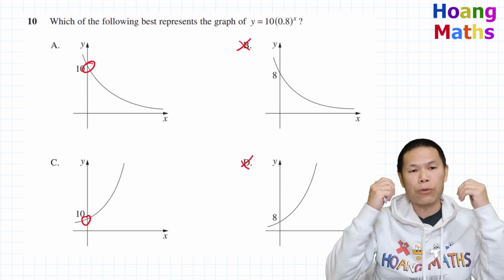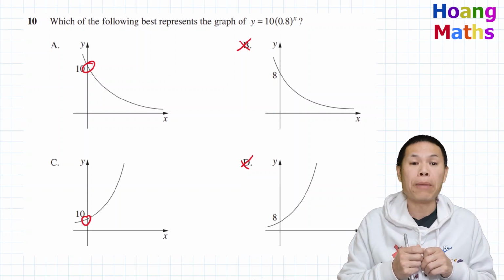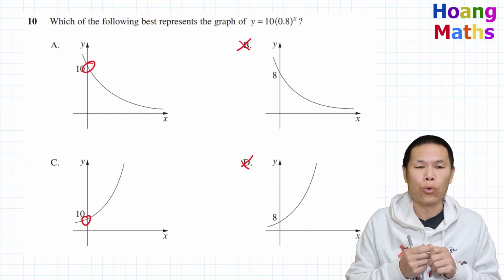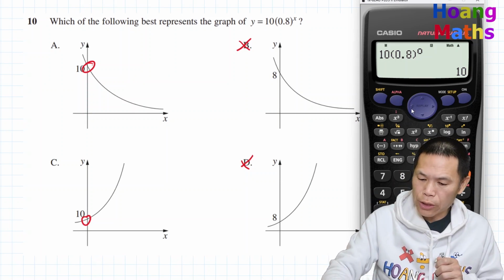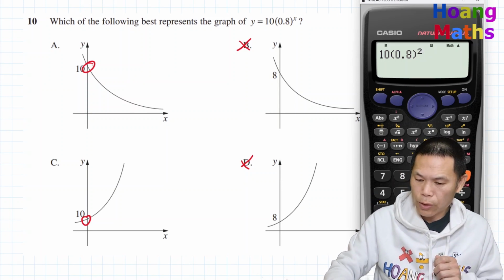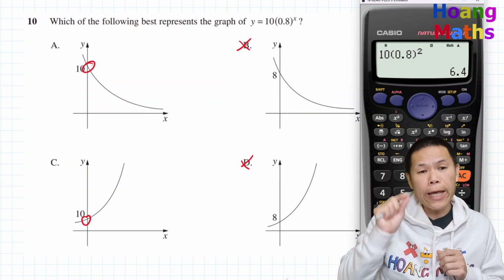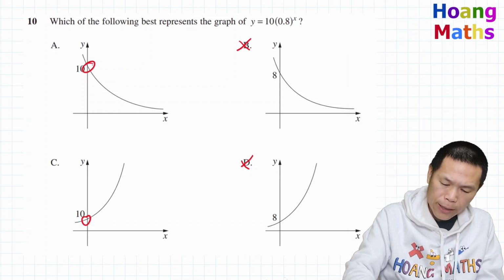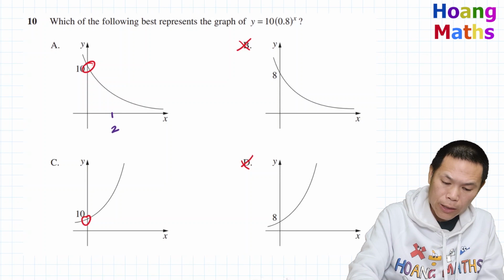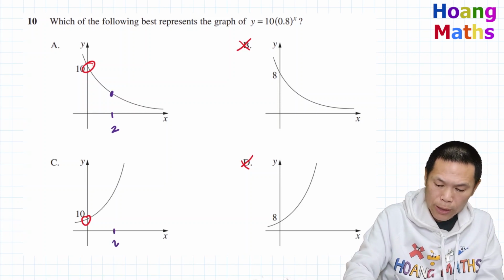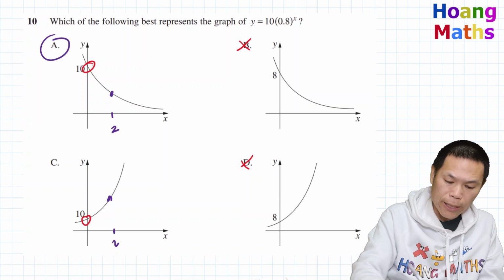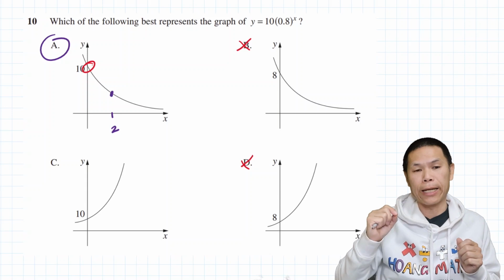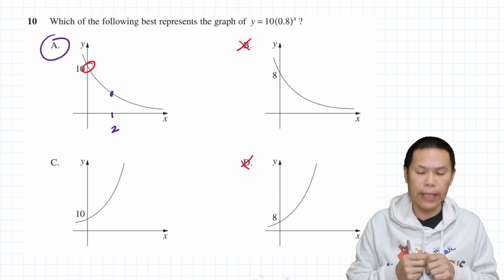Then we need to substitute another value in. You can make x 2, 1, 3, 4, and so on. So let's make x equal to 2. I just change the 0 to 2, and there you go, 6.4. So when x is equal to 2, y is less than 10. For option A, when x is 2, y is less than 10. So the answer should be A. There you go.